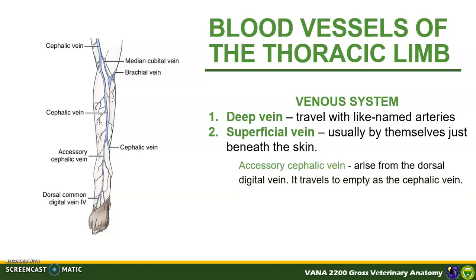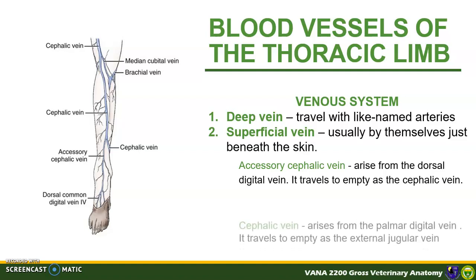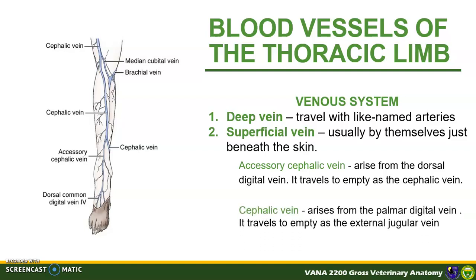Among the superficial veins is the accessory cephalic vein. It arises from the dorsal digital vein. It travels to empty into the cephalic vein. The cephalic vein, on the other hand, arises from the palmar digital veins. Proximal to the carpus, it crosses the medial side of the forearm to reach the cranial surface.